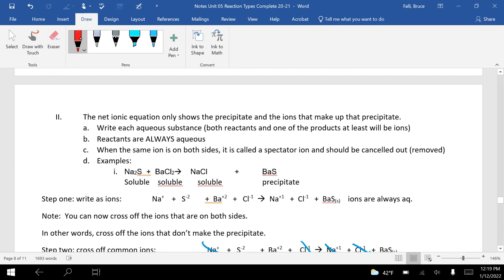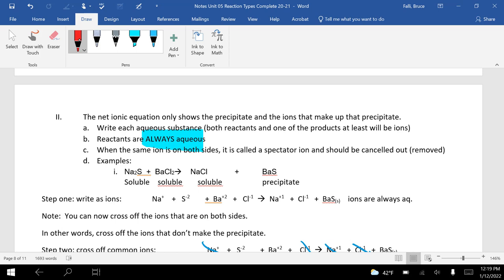Net ionic equations only show the precipitate and the ions that make up that precipitate, okay? So we're going to write each aqueous substance, both reactants and one of the products at least, as ions. The reactants are always aqueous. If you check the solubility rules, sometimes it'll say it's a precipitate. It's not. That's the slightly soluble part. So we're going to deal with the slightly part there. Okay. So when the same ion is on both sides, it's called a spectator ion and should be canceled out or removed.